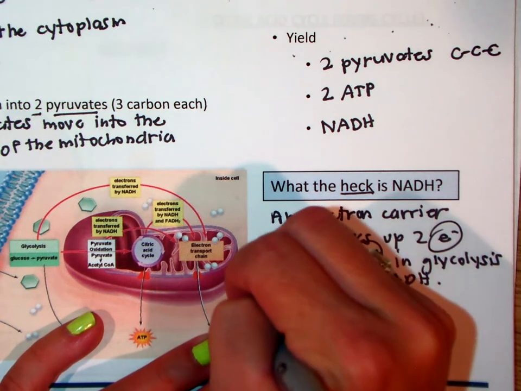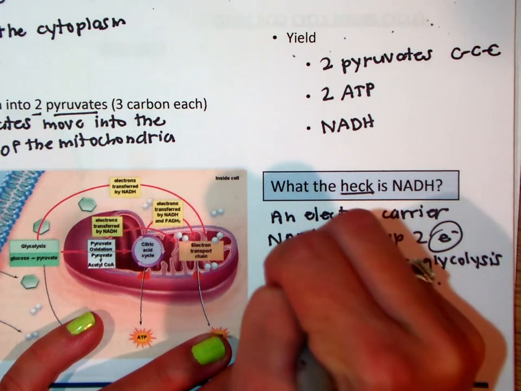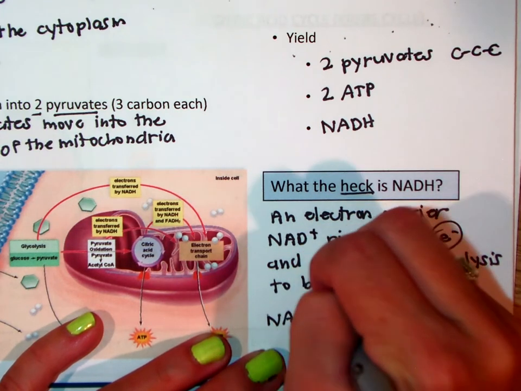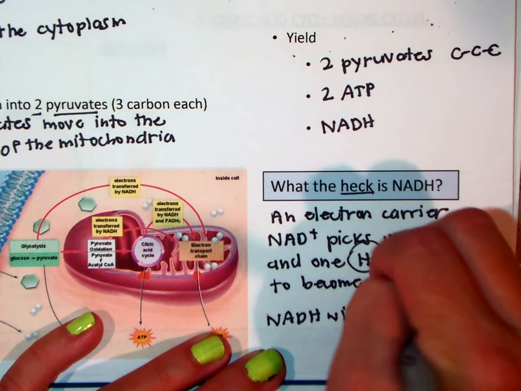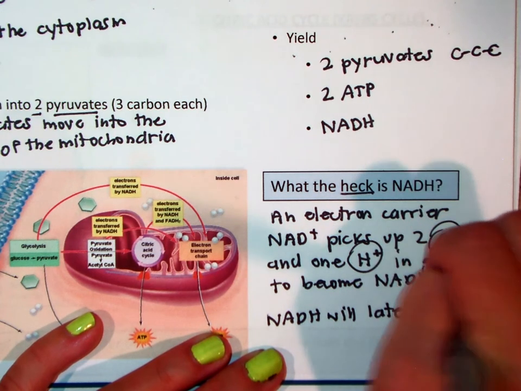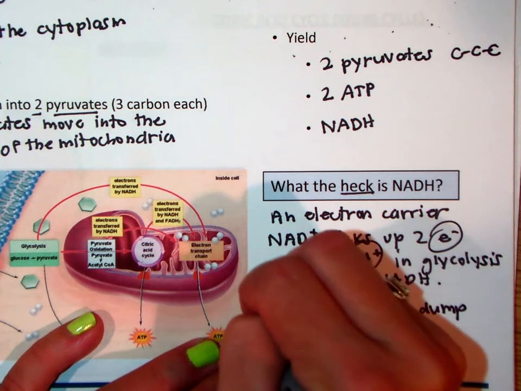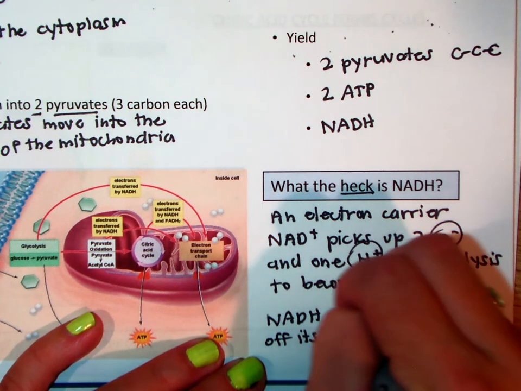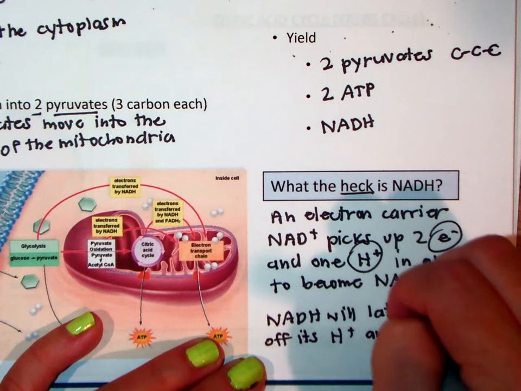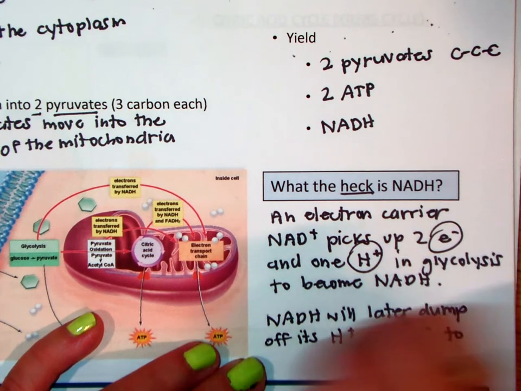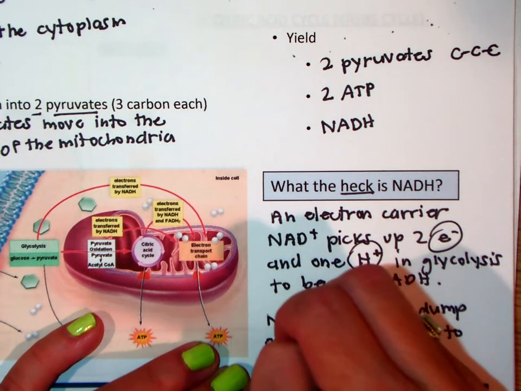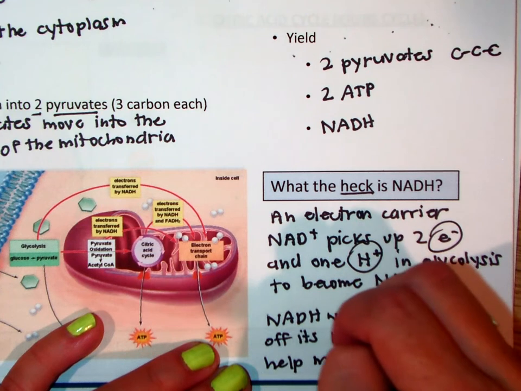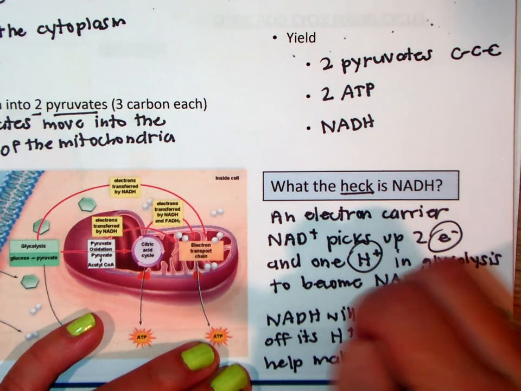So NADH will later dump off its hydrogen and electrons to help make ATP.